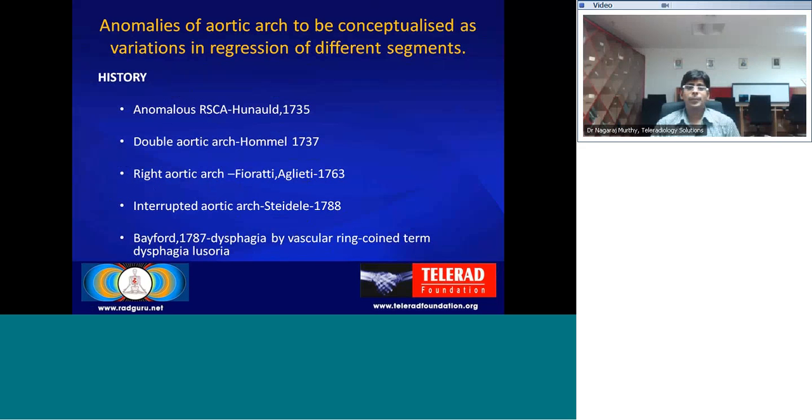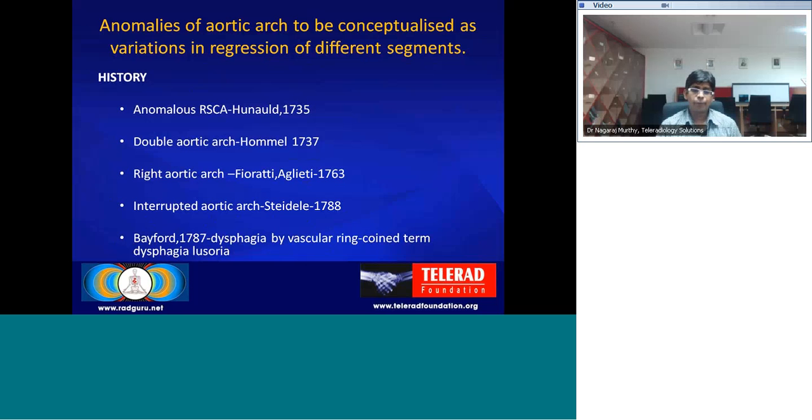The anomalies of the aortic arch are conceptualized as variations in regressions of different segments. Briefly about the anomalies, the anomalous right subclavian artery was first described by Arnold in 1735. The double aortic arch was described by Hummel in 1737. Right aortic arch by Perotti Angeletti in 1763. The interrupted aortic arch by Spiegel in 1788.